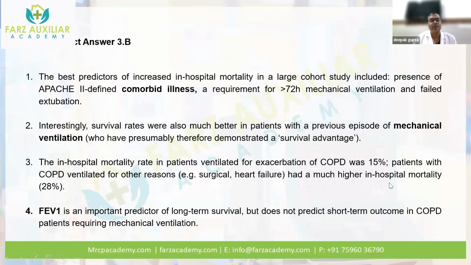Okay, let's see what the answer is. The answer is correct, someone has marked B, because FEV1 is not the predictor. The best predictor of increased mortality is the presence of APACHE II defined comorbid illness, requirement of more than 72 hours of mechanical ventilation, and failed extubations. The survival rates were also much better in patients with previous episodes of mechanical ventilation.